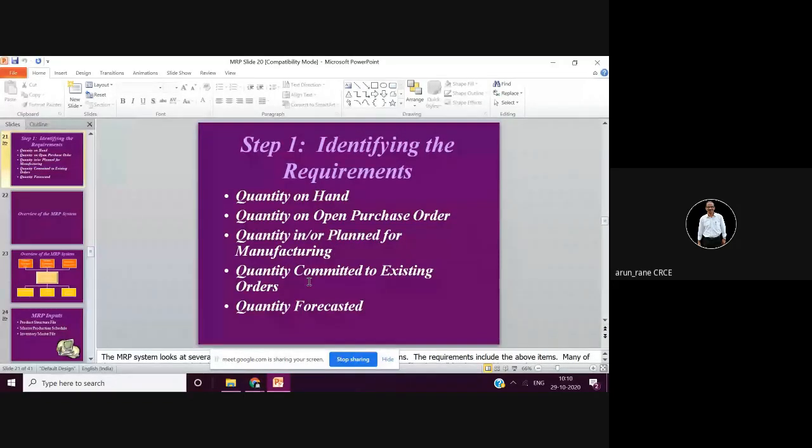Then I also need to check whether some order is going on in parallel, that is, the same pieces might have been committed to some other customers. If that other customer's requirement is not urgent, then you can divert those pieces. If it is urgent, then you have to honor it.